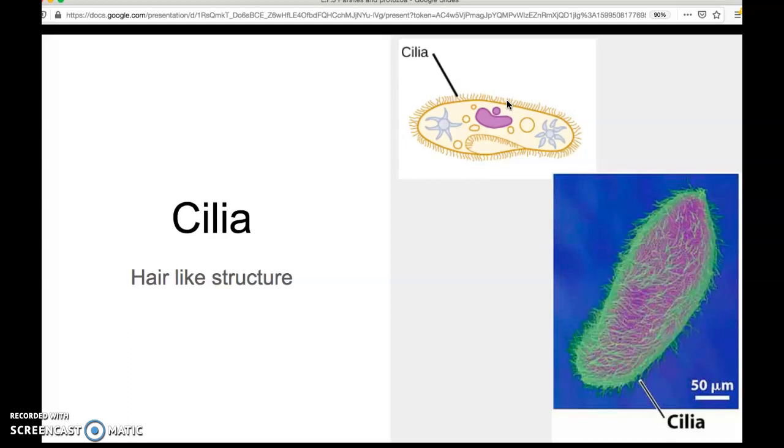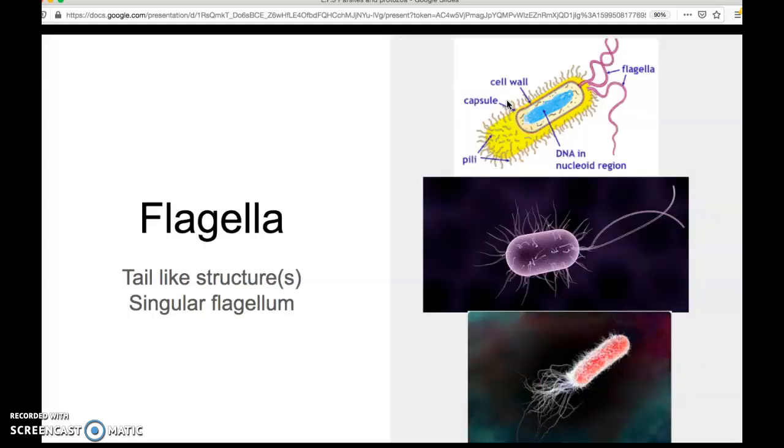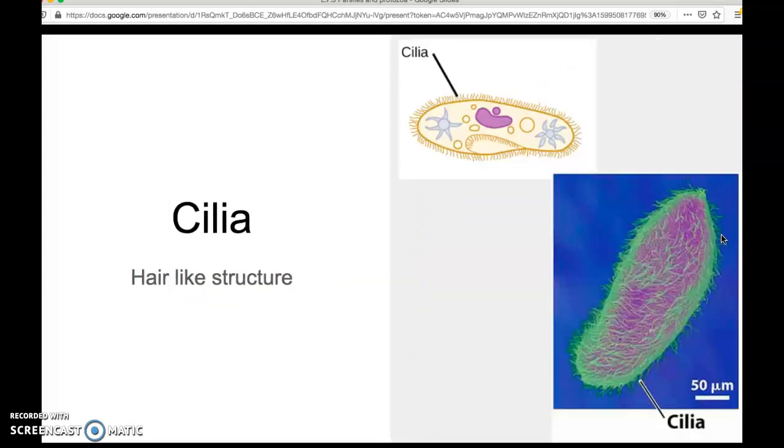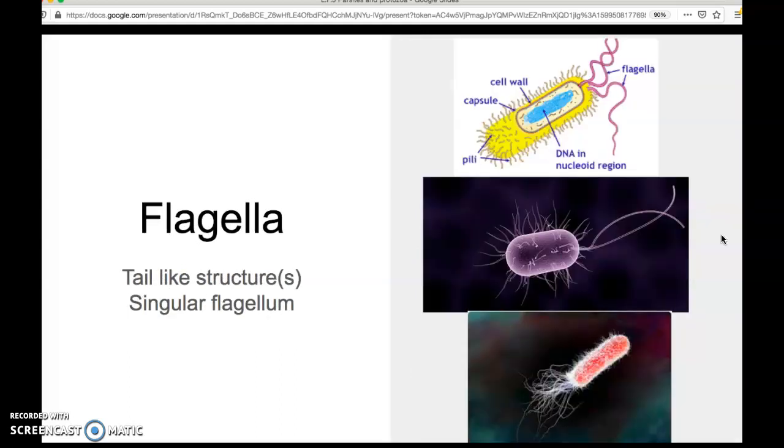They're not very long, as opposed to flagella, which is one or two, sometimes a little bit more, but they're very long. They are tail-like structures, so the singular form of this is the flagellum. Here you can see that this organism might be a bacteria, but the flagella are actually very long, and these whip back and forth like a tail that causes the organism to be able to move. So cilia, many cilia. Flagella, not as many. You don't need as many, they're larger structures.